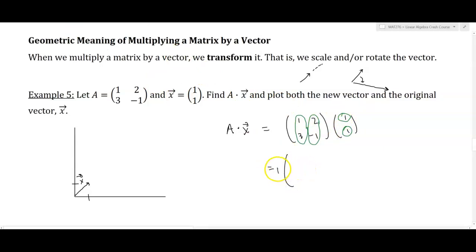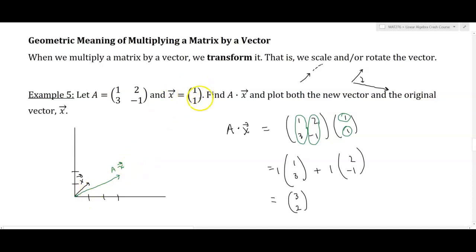So we'll have 1 times the 1, 3 vector plus 1 times the 2, negative 1 vector, and really I'm just adding across here because the scalars are 1. So 1 plus 2 and 3 minus 1. You can see here that this new vector is at the location 3, 2, which shows that both of those effects have taken place: we have both scaled and rotated the vector.